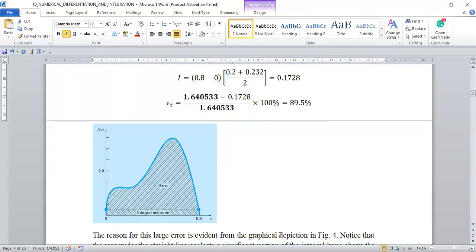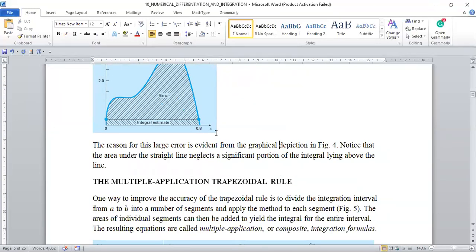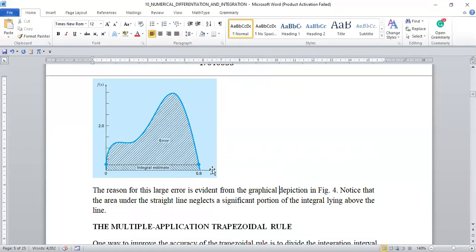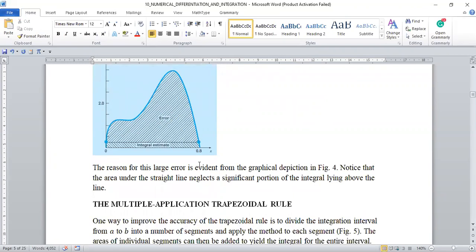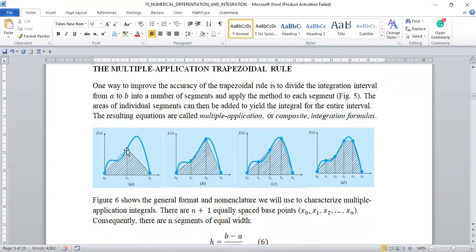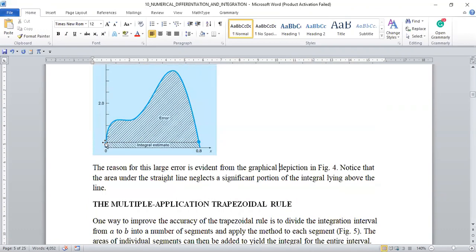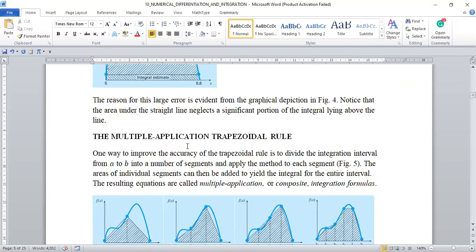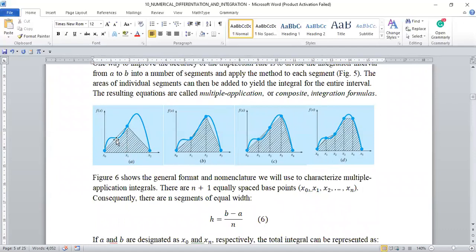The way you can reduce the error is to divide, because throughout the limit of the integration from 0 to 0.8, we're using a straight line. One way to reduce the error using the trapezoidal rule is to divide the function into segments. Then you use a straight line, the trapezoidal rule, to interpolate in between those segments. This is what I'm explaining. This is the function we want to integrate. What we were doing previously is using a straight line from the lower limit to the upper limit, and it's giving us a very large error. So one way is to divide the segment. Now we divided it into two.